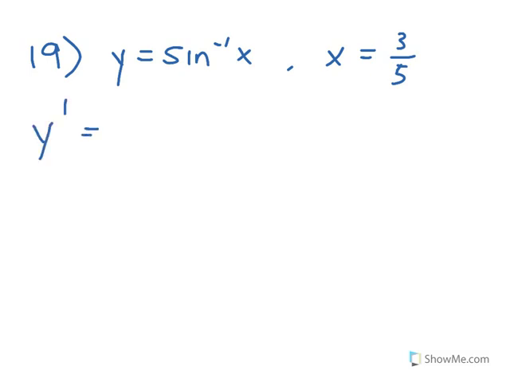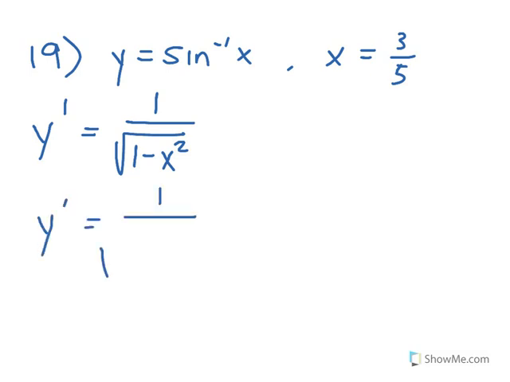Y prime equals 1 over the square root of 1 minus x squared. That's the formula that we're given, and how would that look for this value? Well, we would plug in x equals 3/5 to get the value at this particular point. So at this point we would say y prime is equal to 1 over the square root of 1 minus 3/5, and the whole thing is being squared. And then we're just going to clean that up a bit. So it's going to be 1 over.